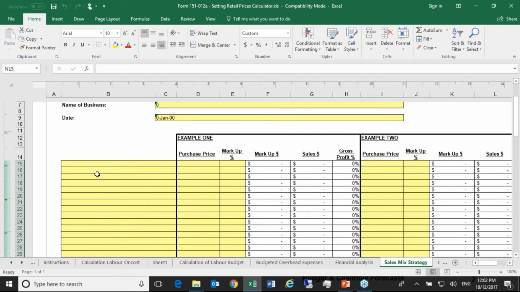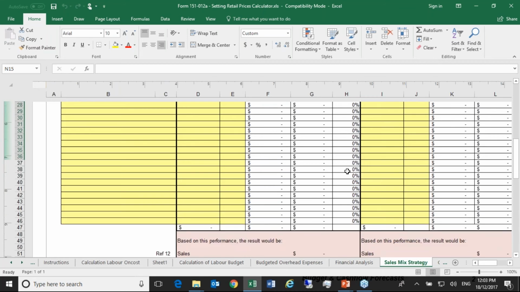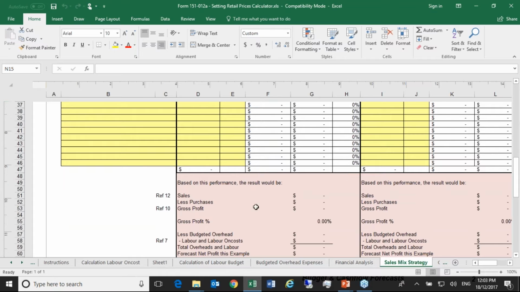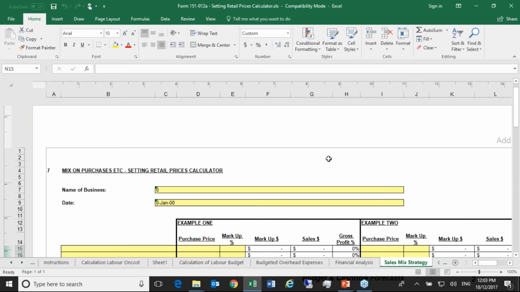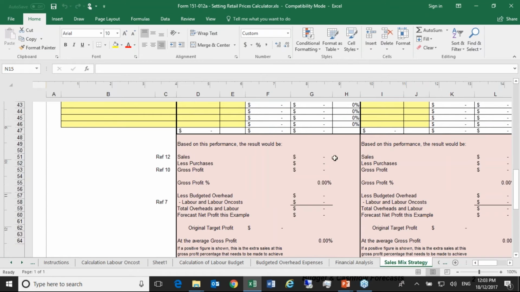What you insert on the left-hand column is the departmental purchases that you believe the client would make. What's the purchase price? What's their current markup percentage? The system will then calculate the markup and what the sales figure will be and what the gross profit percentage figure will be. And at the end of that, you will then get an analysis on the performance, which will automatically be inserted. Based on this mix of purchases and markups, the sales would be a certain figure, the purchases, the gross profit overall, the gross profit percentage would be calculated.